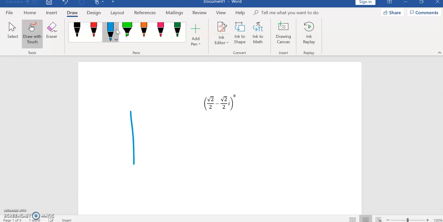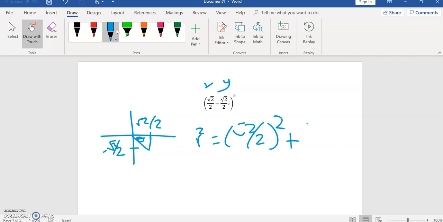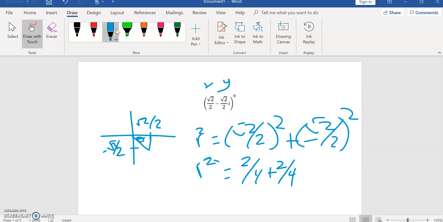So I'm going to start by drawing my picture. I go over the square root of 2 over 2, and I go down the square root of 2 over 2, because remember, this is my x and this is my y. So here's my triangle. There's going to be my theta. And then r squared, this one out here, is going to be the square root of 2 over 2 squared plus the square root of 2 over 2 squared, which is going to give me 2 over 4 plus 2 over 4, which is 1. So then r is 1.